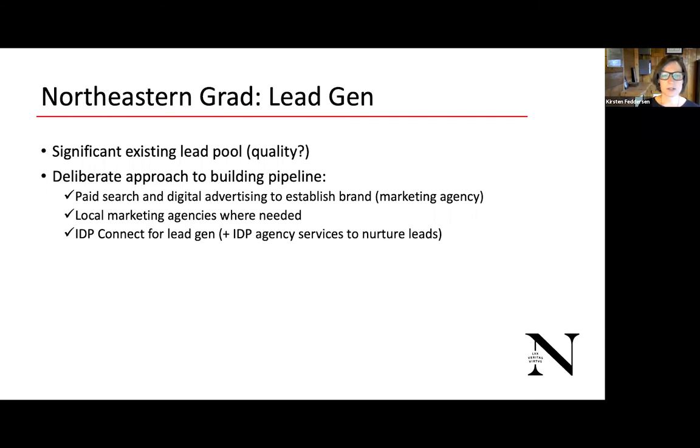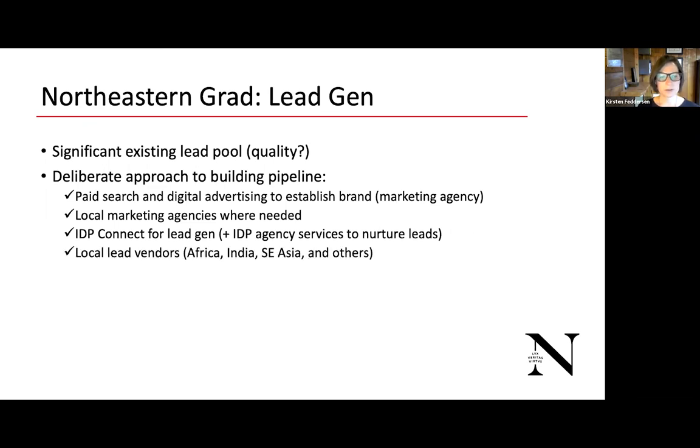And then we work with providers such as IDP Connect, for instance, for lead gen. In the case of IDP, one of the advantages is that IDP's agency side, who we also work with, are able to pick up a lot of those leads and nurture them through to enrollment once the lead has been generated. So we're managing some of the leads ourselves, but the majority of them are really being managed by the agency side, which certainly takes the workload off of us. So we've been working with IDP for over a year at this point, and it's certainly a strategy that is helping us establish our brand again across a variety of different regions.